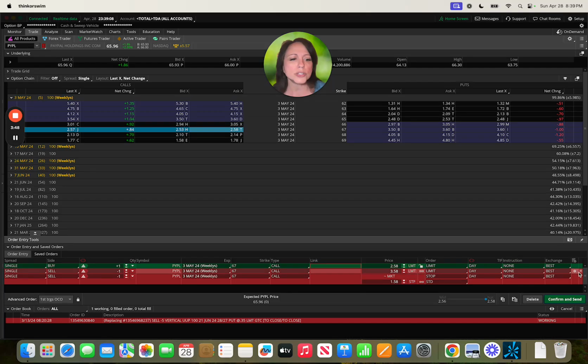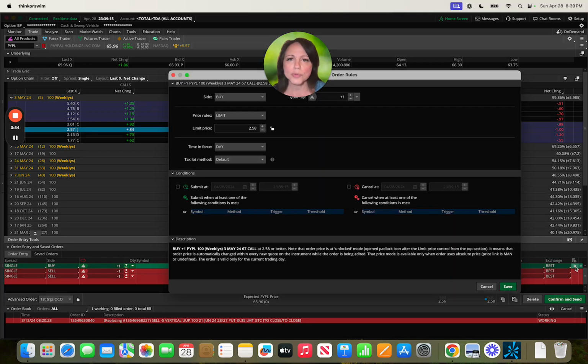So now what we're going to do is we're going to go to our gear icon right here, and we're going to click it. And when we click it, this order pops up, which is our conditional order. And we always want to program the conditions before we program this. This is the option price, but we don't know what the option price is going to be when it comes back down to 65.20, right? We don't know what it's going to be.